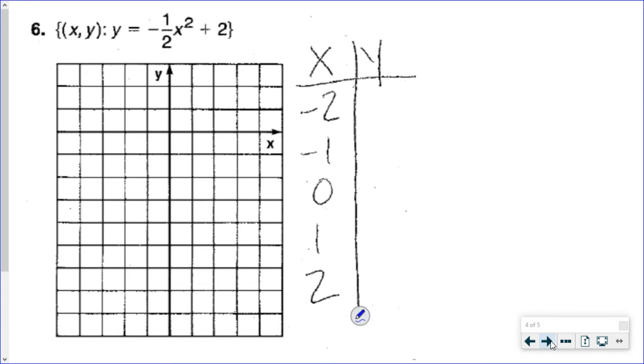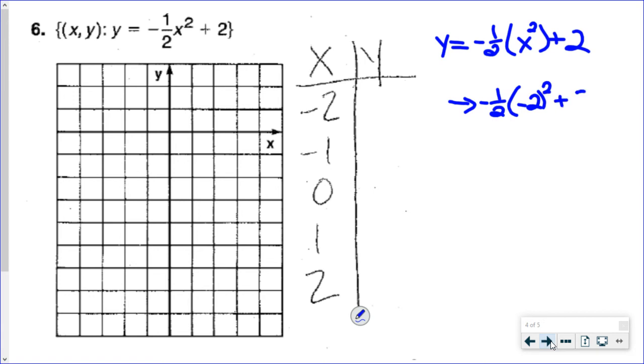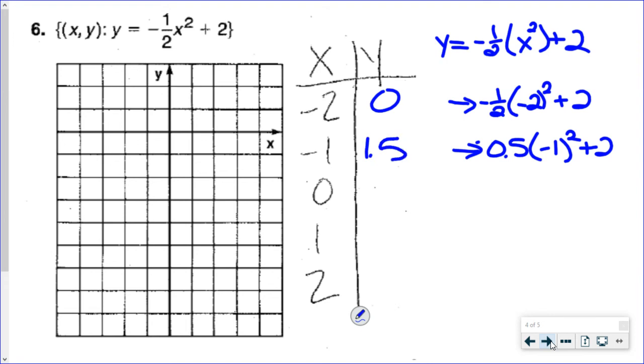So again, my equation is y equals, think of this as -1/2 x squared plus 2. Okay? So I'm going to put -1/2, and then I'm going to put -2 squared plus 2. Now, if I want to make that negative 1/2 a negative 0.5, that works as well. That gives me a 0. So again, instead of 1/2, I might put a negative 0.5 in my calculator here if I want to make my life a little easier. And now I'm going to put a 1 in there, and I get a 1.5.